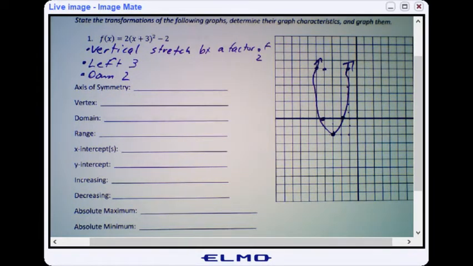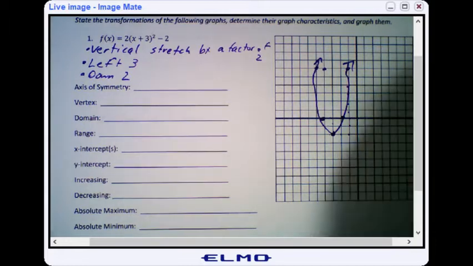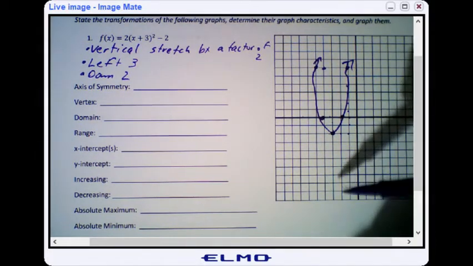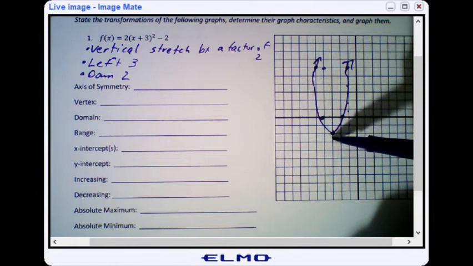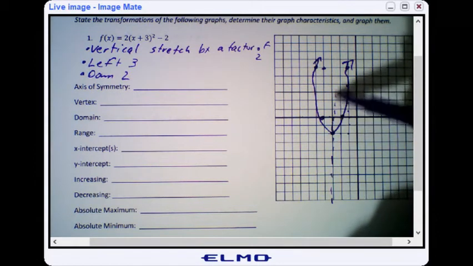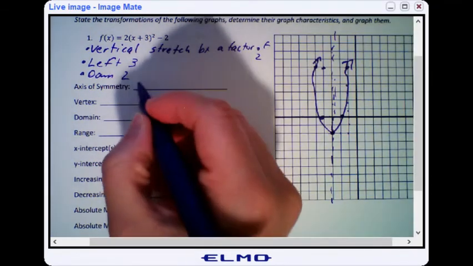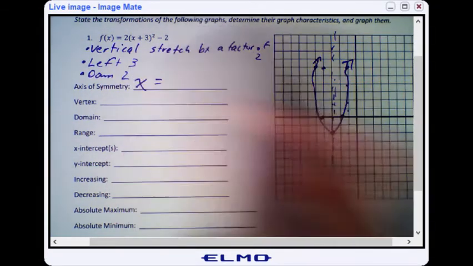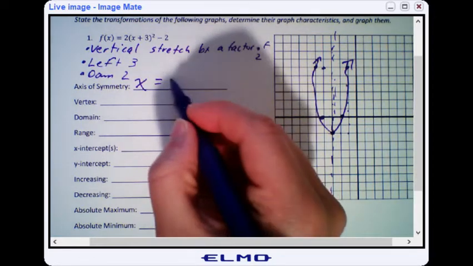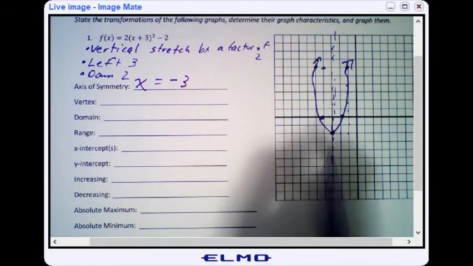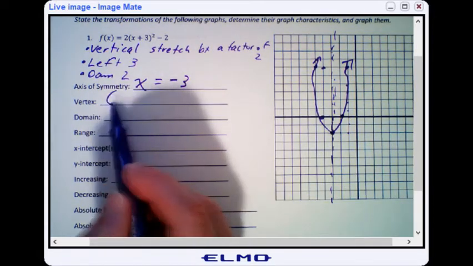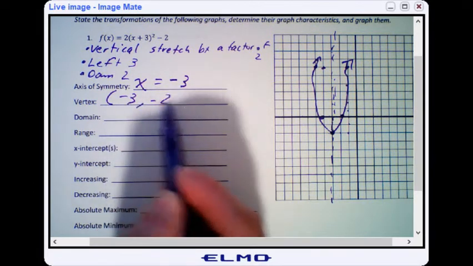So now I'm going to fill in the rest. My axis of symmetry is the vertical line that will cut this graph exactly in half. So I can add my dotted vertical line there. Our vertical lines are always x equals the value. In this case, because I went left 3, it's going to be x equals -3. My vertex is that point right there. It's always a point, so (-3, -2).